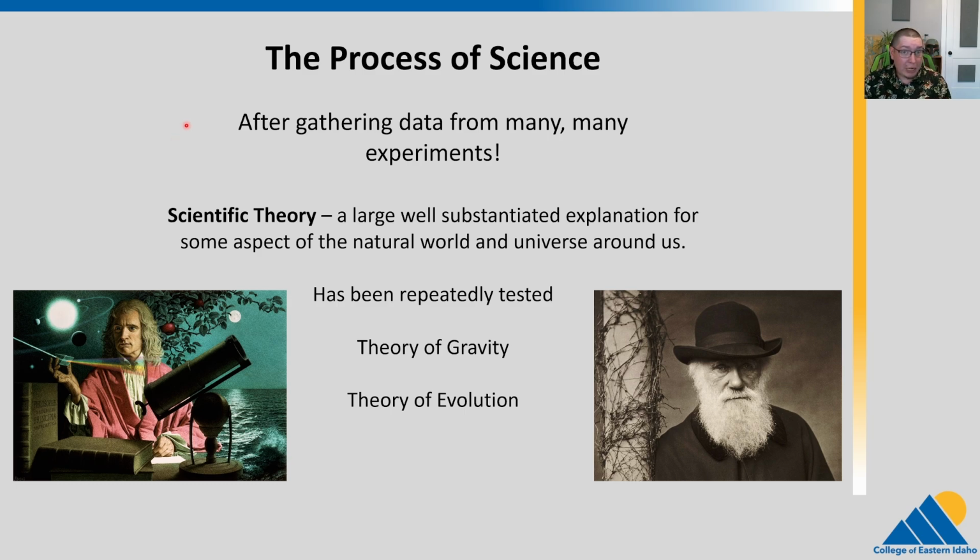So after gathering data from lots of experiments, we've got to do lots of experiments, we compile that data together. And if we get enough of a picture from that data, we can form a bunch of different experiments and hypotheses into something that we call a scientific theory. Okay, some people have problems with the terminology theory. You've probably heard it's just a theory. Scientific theories are a little bit different. We have a large, well-substantiated explanation for some aspect of the natural world and the universe around us.